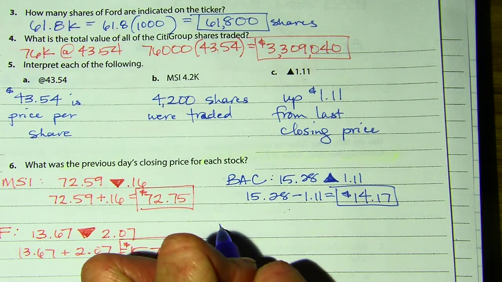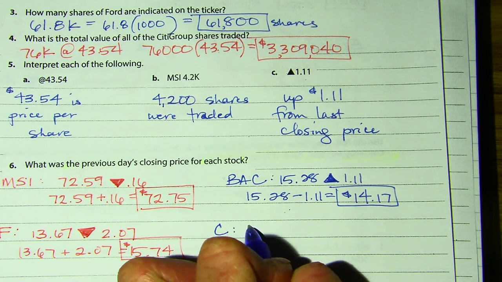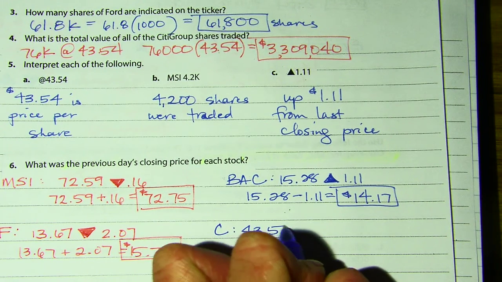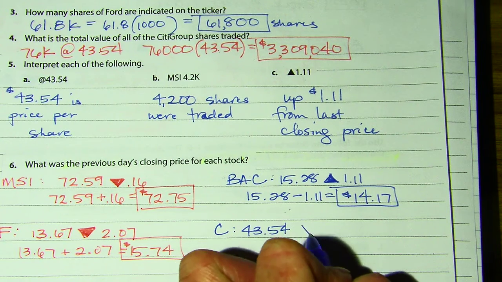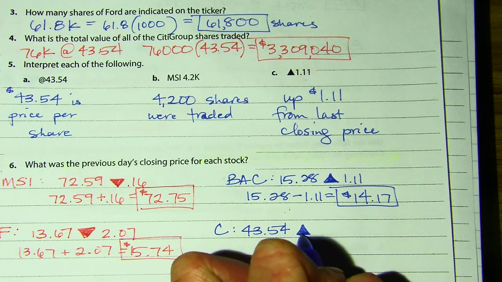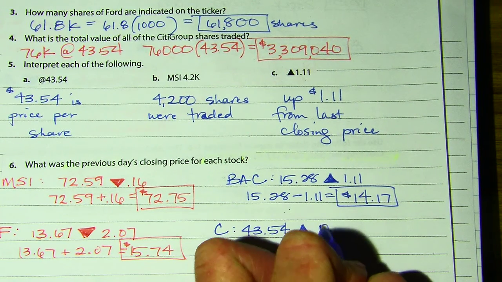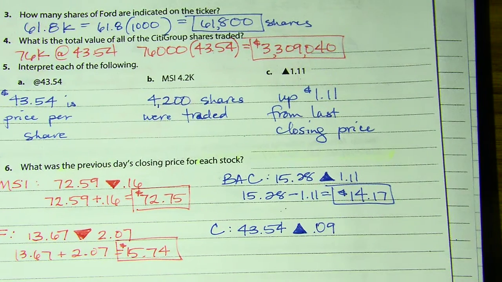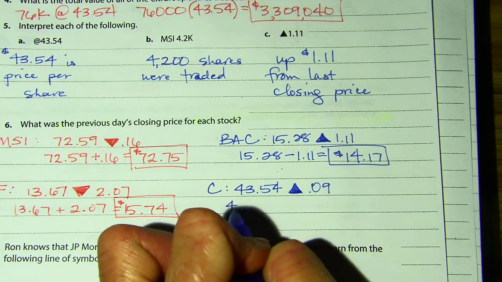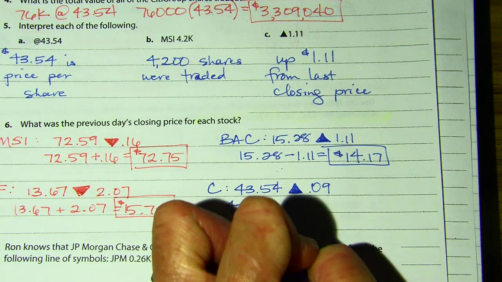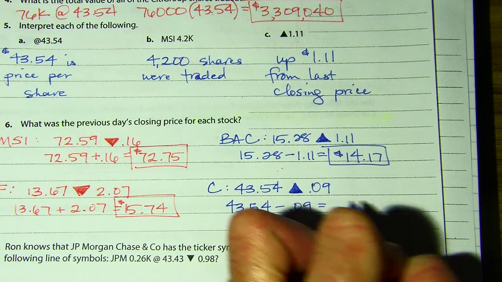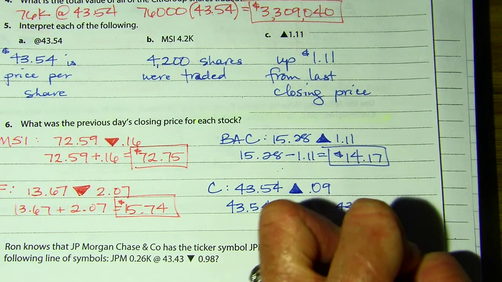And then last, Citicorp said that today's was $43.54, but that is up 0.09, not 0.09 cents, from yesterday. So yesterday's price is 9 cents less than today's, which was $43.45.